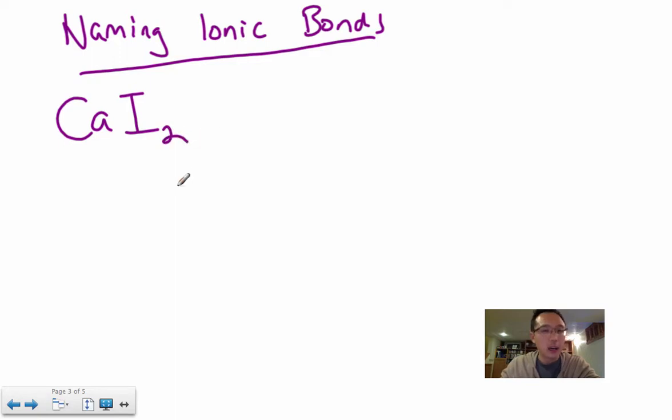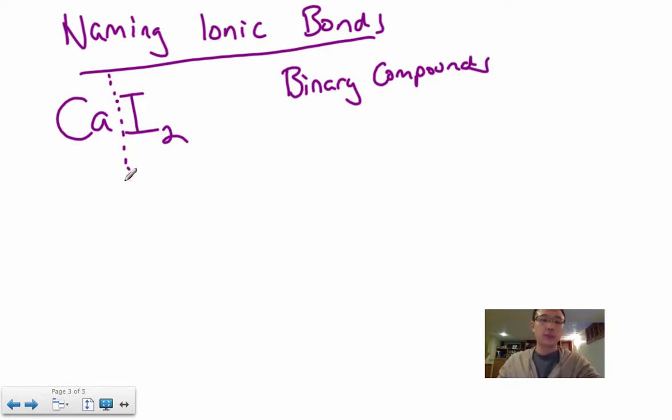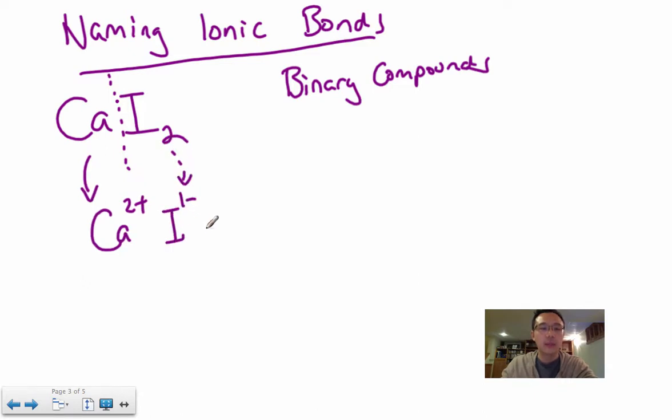CaI2. How you want to look at this, again, all the bonds that we're talking about are binary compounds. Binary means that you have two things. And if you look at this, you do have two things, because you can separate this into two sides, one on the left, one on the right. Look at your periodic table. Ca is 2 plus. I is 1 minus. So that's why you need two of these ones to make your CaI2.